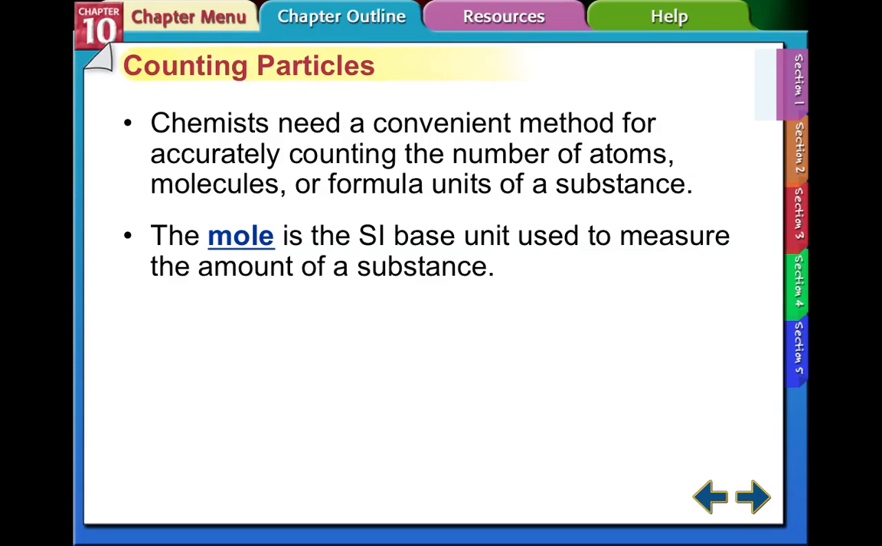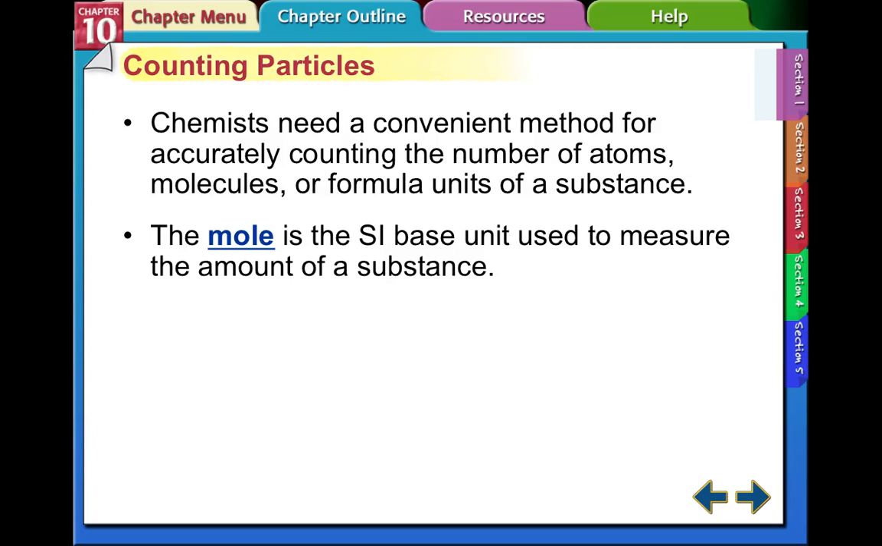Remember in chemistry that when we're talking particles, substances, molecules or atoms, they're very, very, very small. So we need a way of counting such small items. We need a method to convert the number of atoms, molecules, and formulas into something that we can actually use.